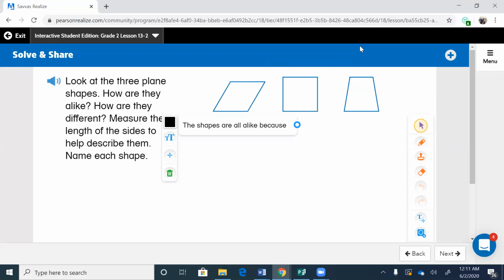Let's start by counting the sides. 1, 2, 3, 4. 1, 2, 3, 4. 1, 2, 3, 4. They all have 4 sides. The shapes are different. How are they different? What do you notice?